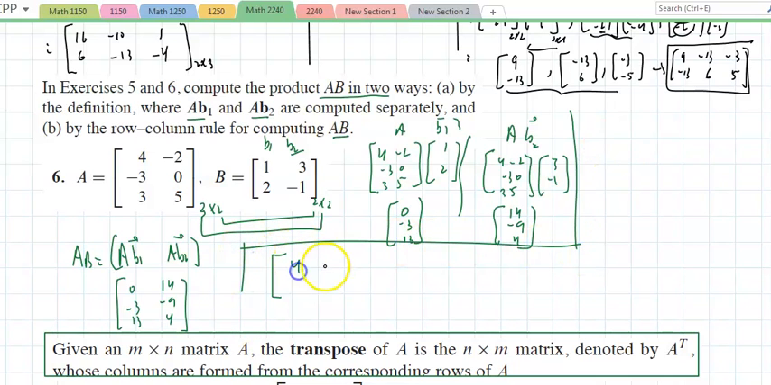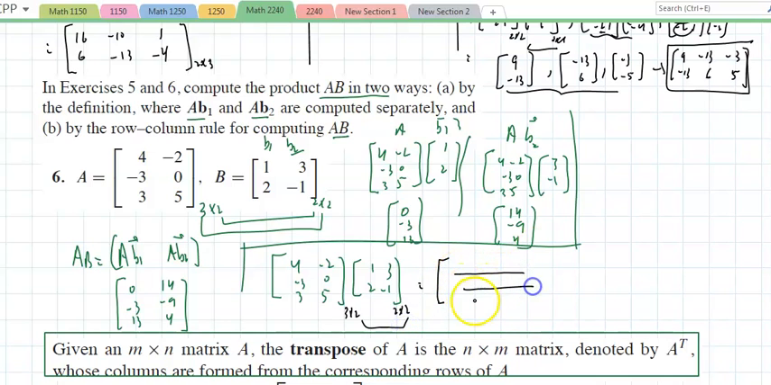Take 4, -2, -3, 0, 3, 5, and multiply that by 1, 3, 2, -1, and guess what? When I practice this enough, I'll be able to nail this one shot. I forgot I can't cut those. Here we go. And notice how this plays. To generate this first row, I'm going to use the first row. The first entry, I use the first. The second, I use the second. And that's pretty much how it works.